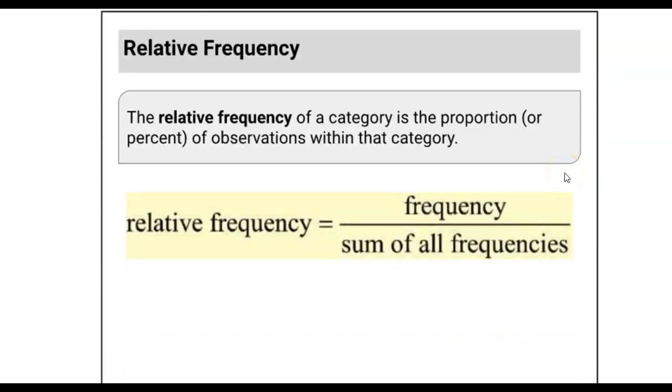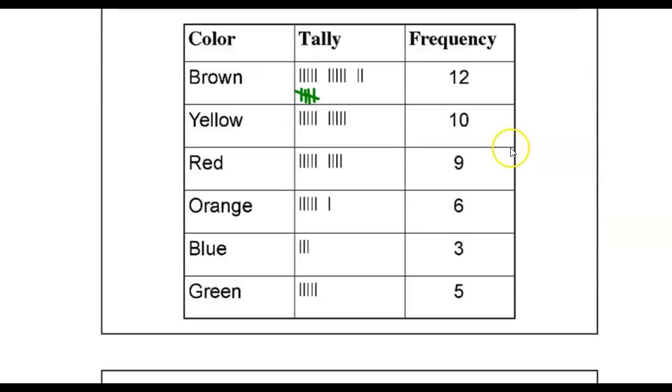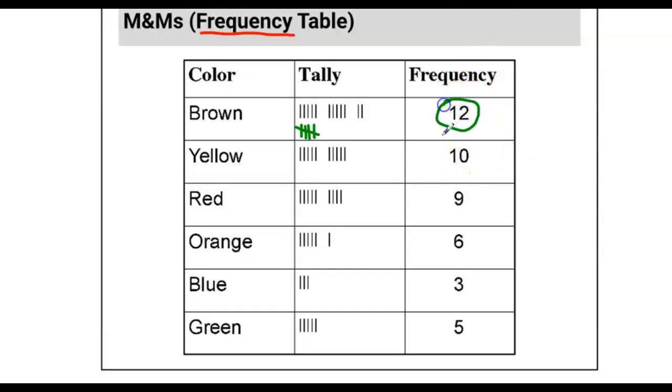But let's talk about relative frequency. I know that I spoke about relative frequency at the top of the video. Relative frequency is the proportion or percent of observations within that category. In other words, if this is my absolute frequency, just frequency, my relative frequency would be this number out of how many total M&Ms there were. Well, how many total M&Ms were there? If you counted them all up, you would see that there were 45 M&Ms total. So the relative frequency, which sometimes we call R-freq, which is not a very nice thing to say, is going to be 12 divided by 45.